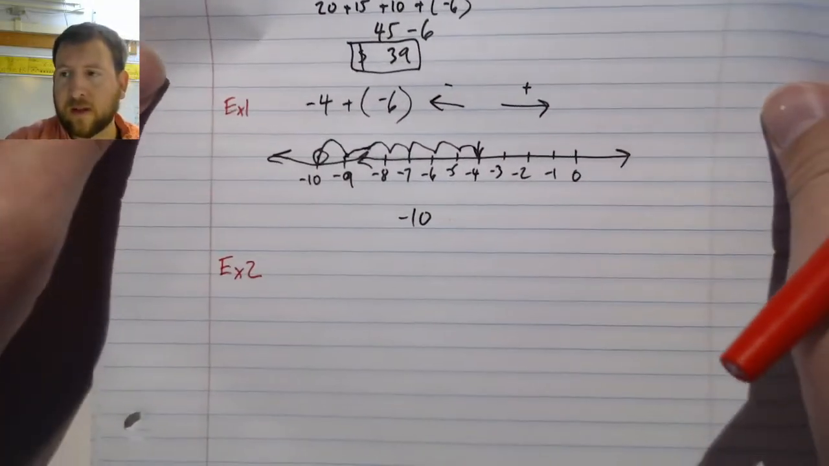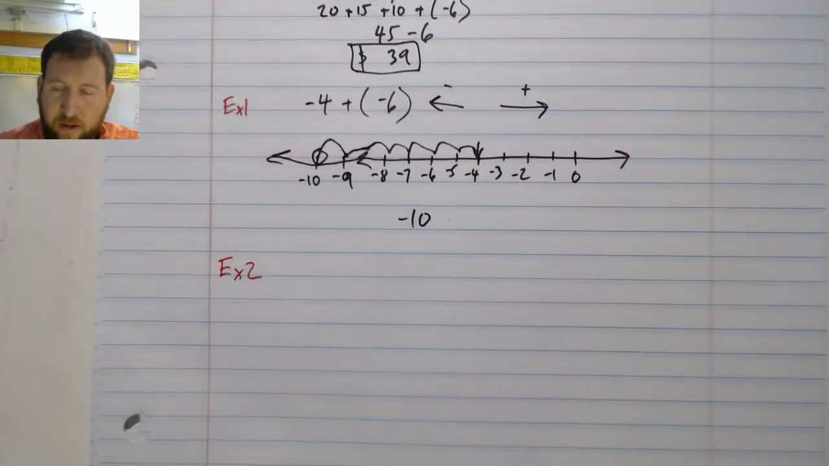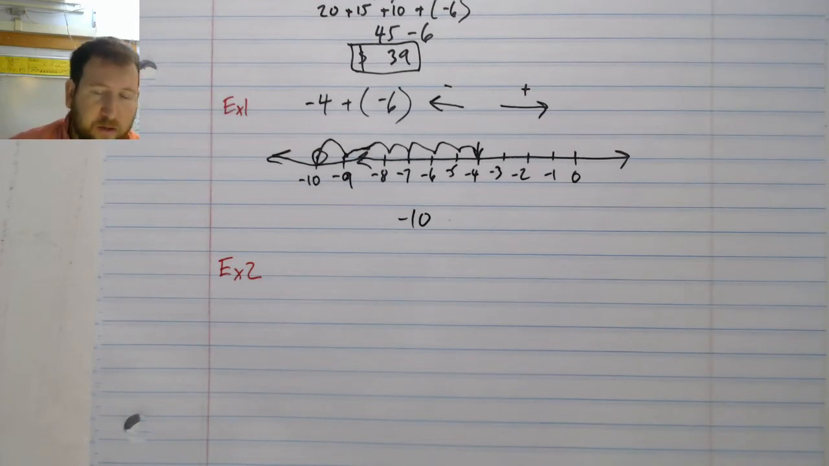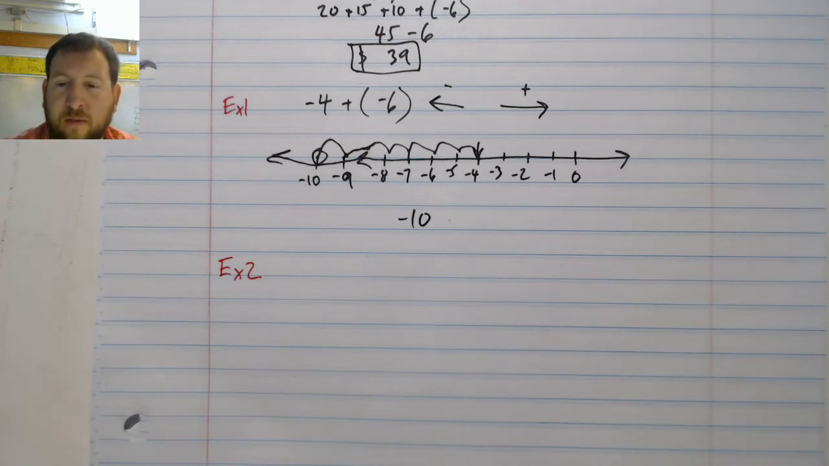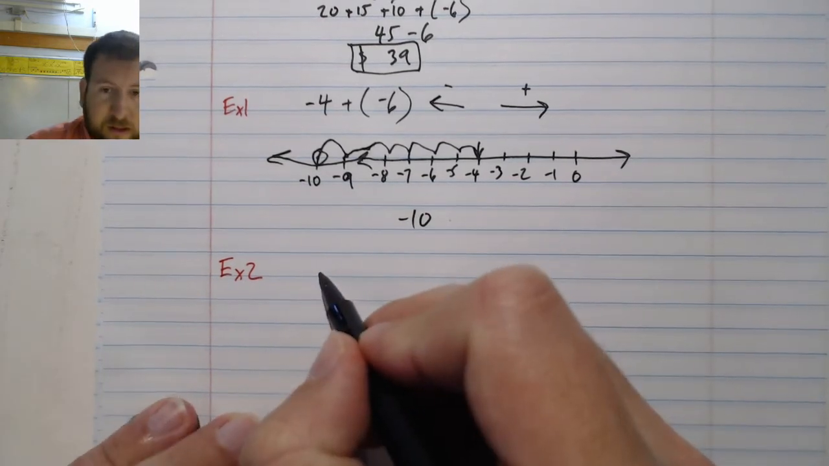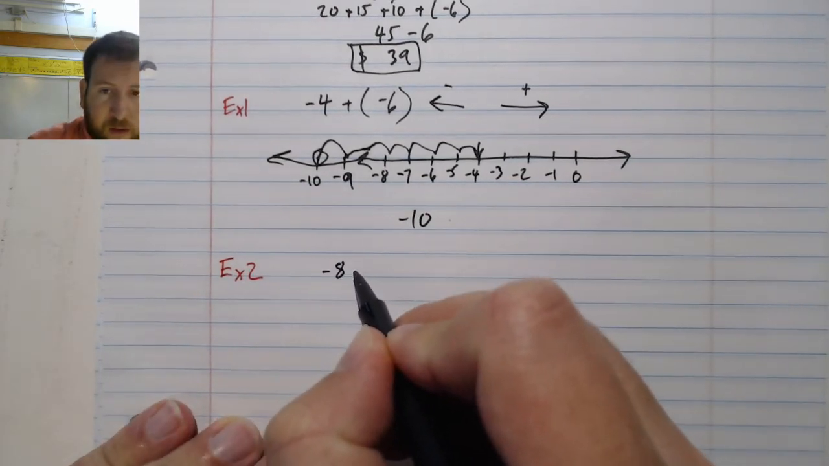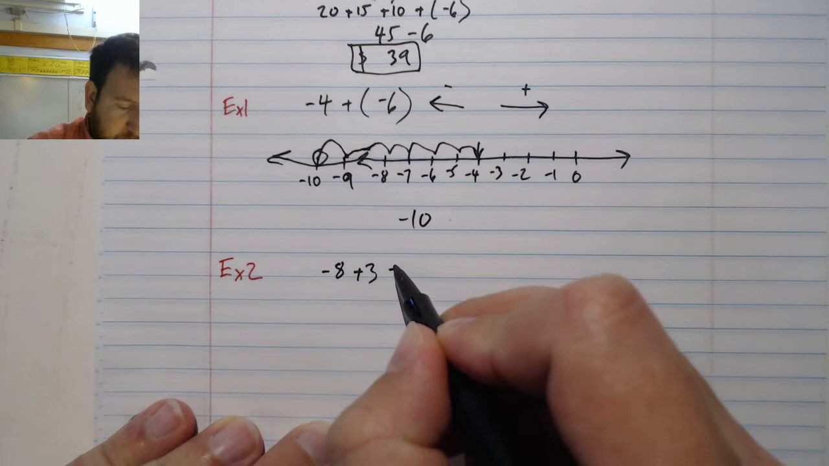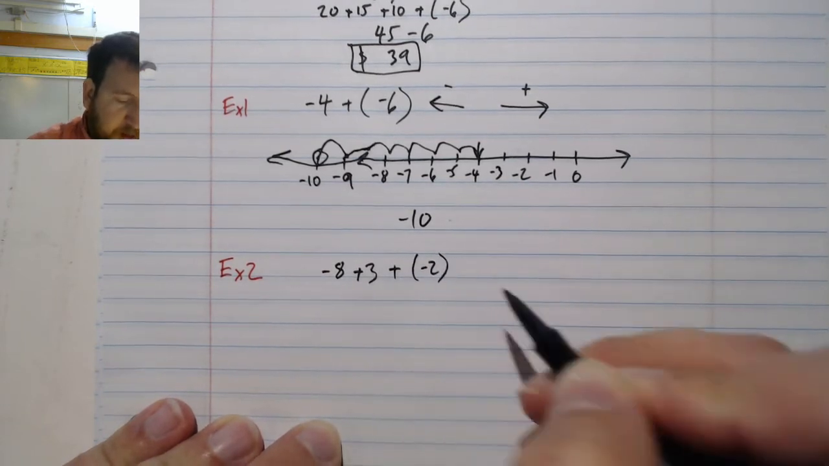Okay, let's take a look at a couple more of these problems. If you feel like you get it from this point, you can go ahead and do it. I do want you to draw at least one big number line on your page that you can use to look at some of these problems. And I want you to check your answers using the answer key to make sure that you are correct. Okay, this time we're going to look at -8 plus 3 plus -2.